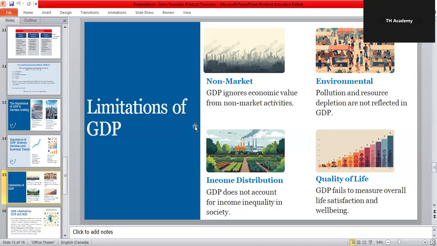And finally, GDP does not measure happiness or well-being. A country can have high GDP but low life satisfaction. So that's why GDP should be used carefully. It tells us about economic output, not overall human happiness.